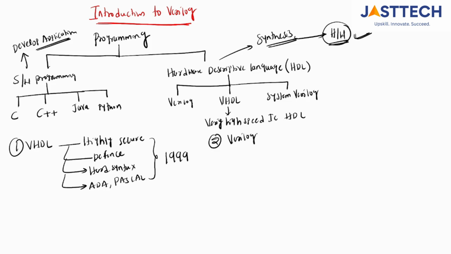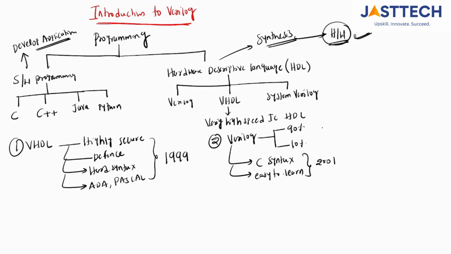Next is Verilog. Using Verilog, we can do about 90% design, but only 10% verification. Mainly it follows C syntax, so it is easy to learn. If you know the C language, then you can easily learn Verilog. It was standardized around 2001.